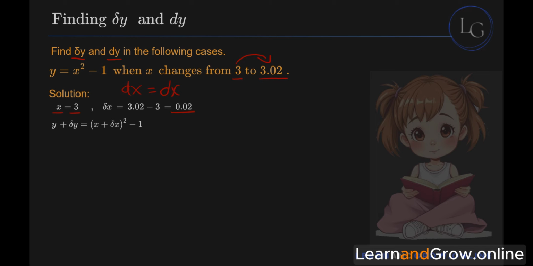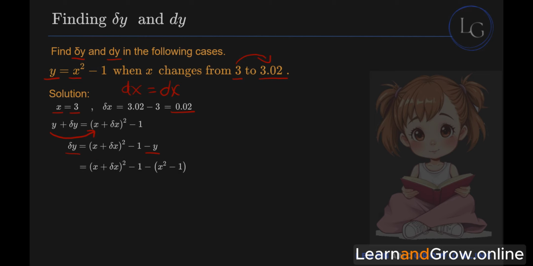Now, y plus delta y is equal to x plus delta x whole squared minus 1, because, as you know, from differentiation, by definition, you will replace y with y plus delta y and x with x plus delta x. So this x squared becomes x plus delta x whole squared, and this minus 1 remains as it is. Now, delta y, when you take this y to the right hand side, it turns into minus y, and delta y remains on the left hand side.